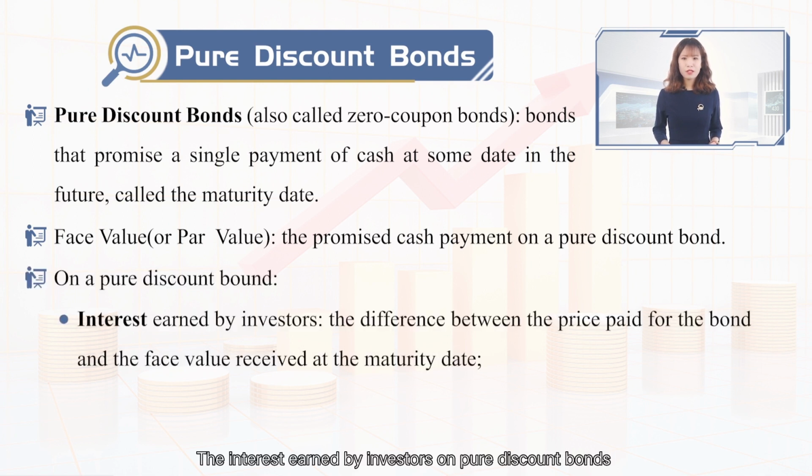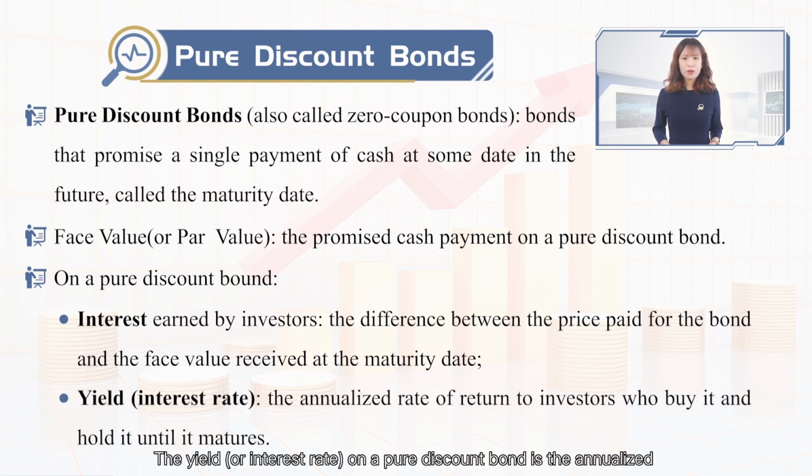The interest earned by investors on pure discount bonds is the difference between the price paid for the bond and the face value received at the maturity date. The yield or interest rate on a pure discount bond is the annualized rate of return to investors who buy it and hold it until it matures.